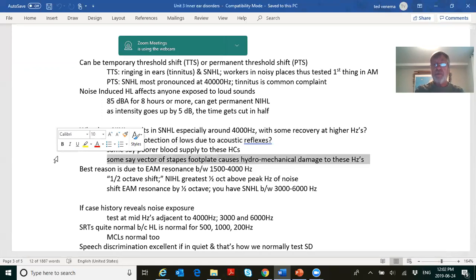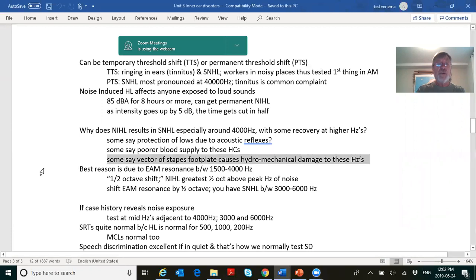In English, this just means as the footplate of the stapes pushes in and out of the oval window, the movement of fluid, like a backwater eddy of an oar in the water, swirls, and the movement of fluid tends to irritate the 4,000 hertz hair cells the most. Those are clutching at straws. I think the most elegant reason for the shape of noise-induced loss is what we described earlier, and that is the ear canal resonance and the half-octave shift.